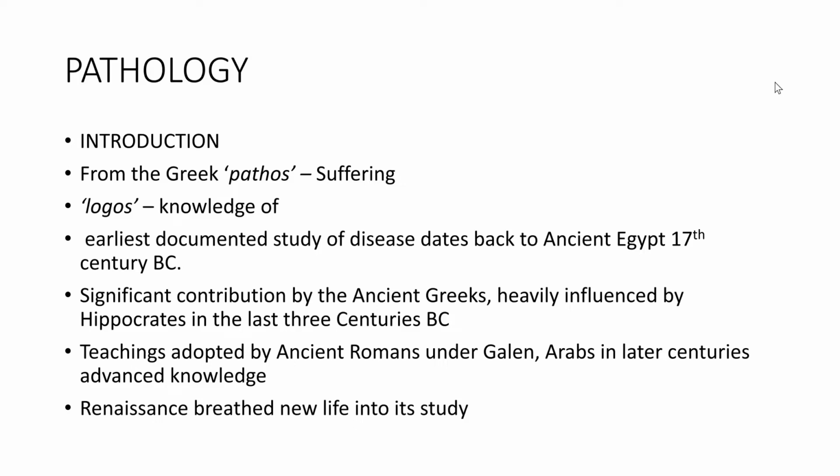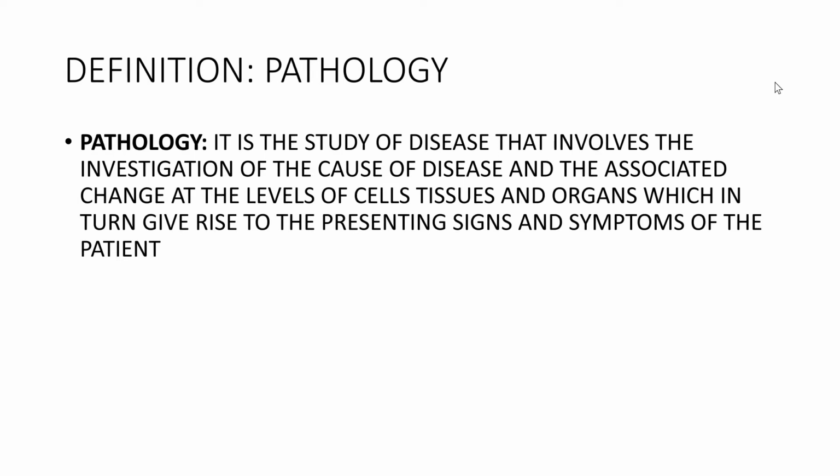So key definitions for pathology include pathology itself. Pathology basically is the study of disease, but when we delve deeper into its meaning, we know that it also involves the investigations of the cause of disease and the associated changes at the levels of the cells, tissues, and organs, which in turn give rise to the presenting signs and symptoms of the patient. It is through the works of Rudolf Virchow that we are able to actually understand that disease is not only limited to the macroscopic, but also to the microscopic at the cellular level.